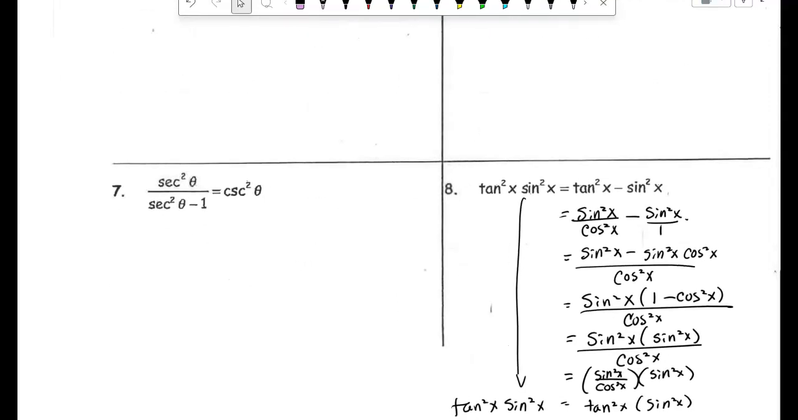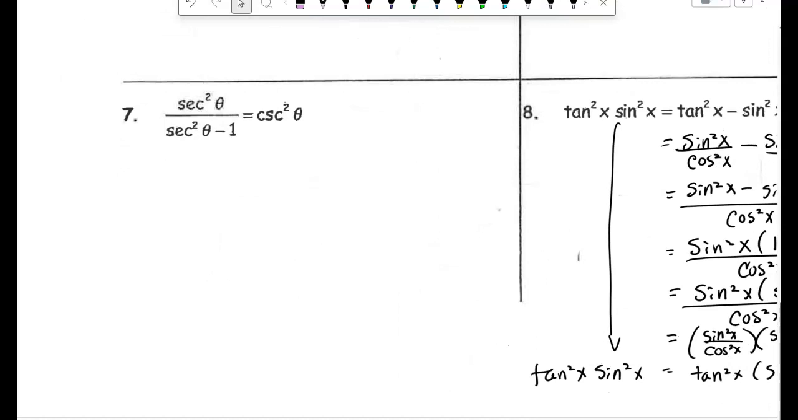Do 7? Okay. So we got secant squared theta all over secant squared theta minus 1 equals secant cosecant squared theta. First thing, everyone looks at this and goes, please no. Okay, let's just not go there. But I think most of you are going to catch on to this one pretty quickly.